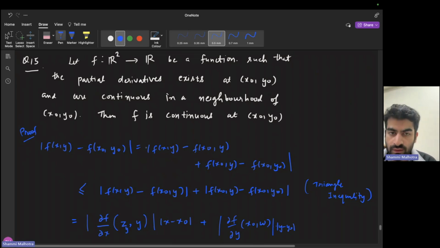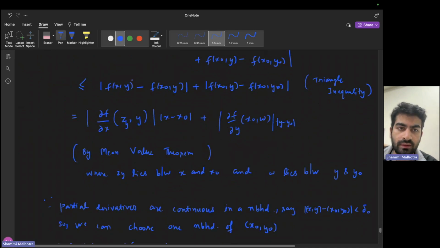So I have added and subtracted f(x naught, y), and then with the help of the triangle inequality, I can bound this by |f(x,y) minus f(x naught, y)| plus |f(x naught, y) minus f(x naught, y naught)|. In the first difference we have a change in the x direction only, and in the other difference we have the change in the y direction only. So we have successfully separated the differences. Now we can apply the mean value theorem of the one-dimensional case.